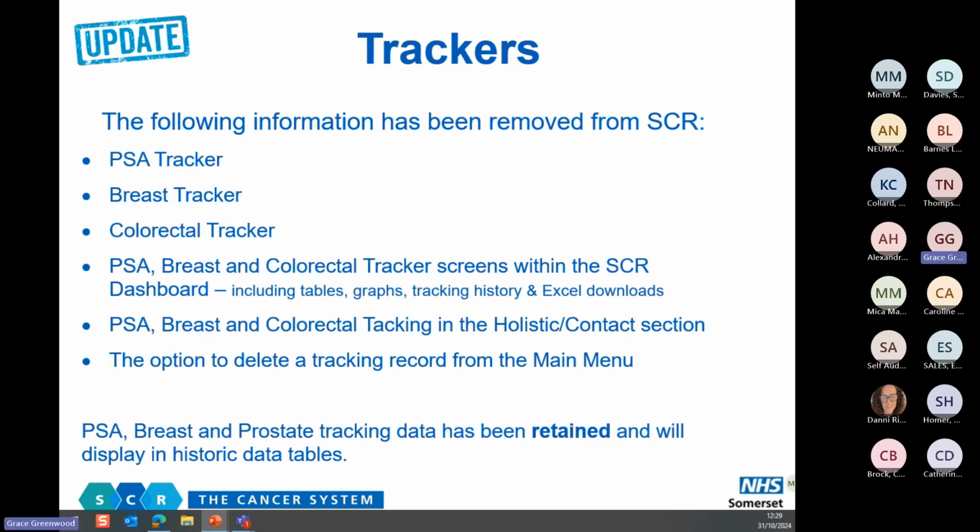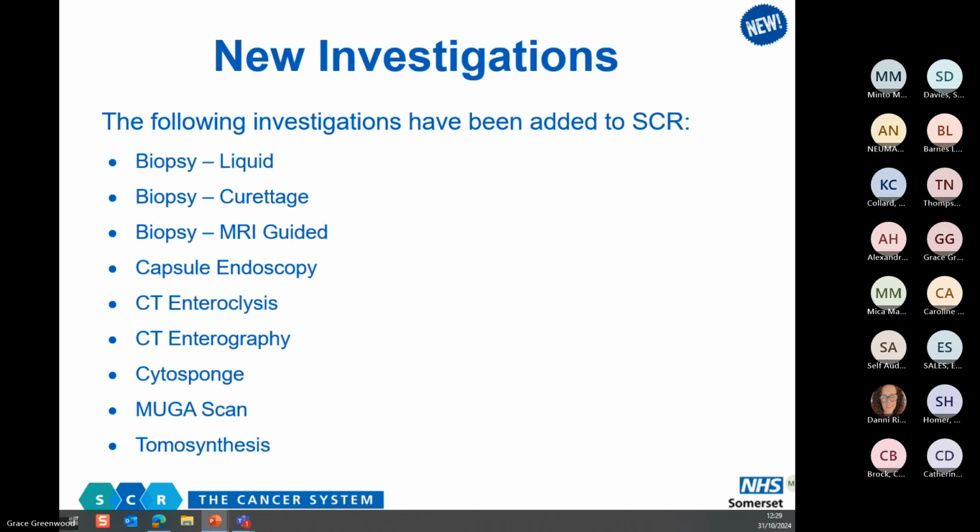Moving on, the prostate, colorectal and breast trackers have been removed from SCR, as this information can be collected within RMS. The information that you see on screen here has also been removed for the release. Nine new investigations have been added to SCR, and these are shown on screen. Data views, e-import, e-tertiary and remote monitoring have all been updated to include all of these new investigations.